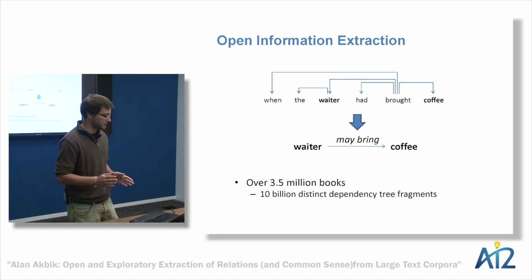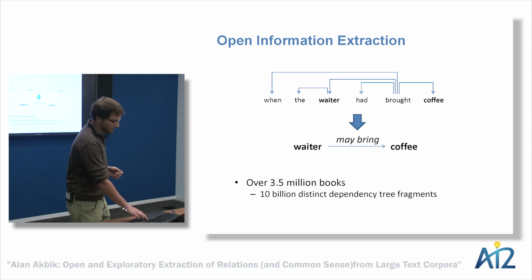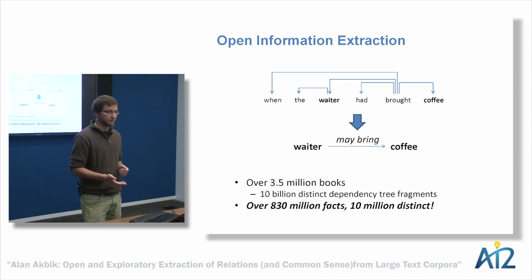So this is a huge data set, 10 billion distinct dependency tree fragments that we can mine, which means we have incredible redundancy in the data. And using open information extraction on this data for non-proper nouns, we get millions of distinct facts.